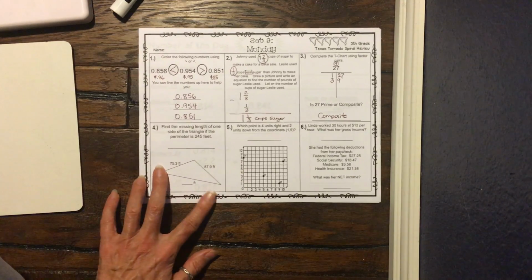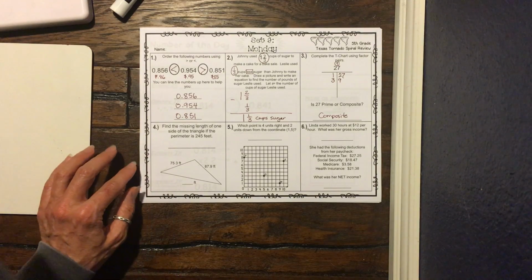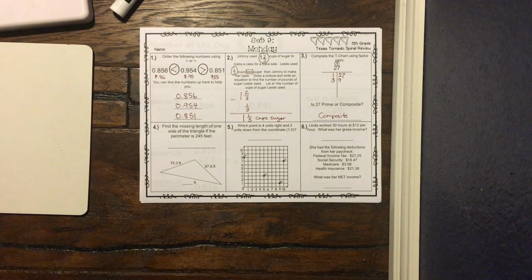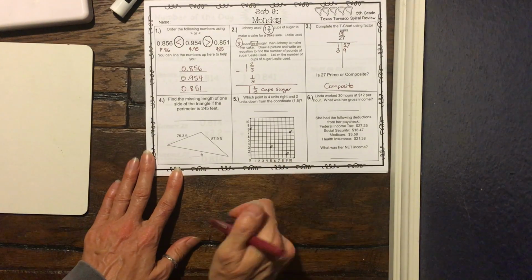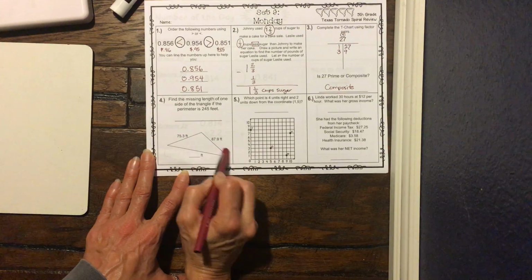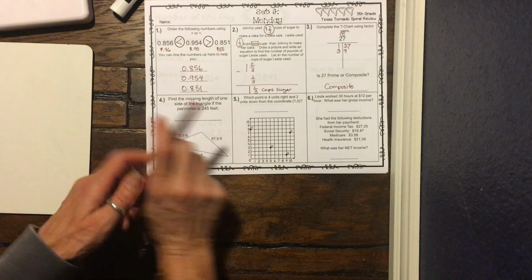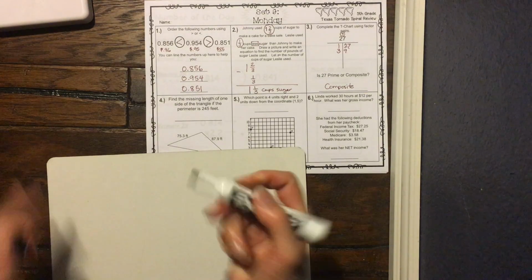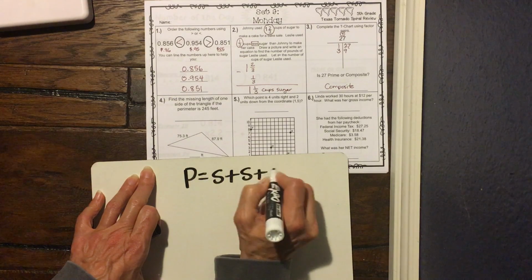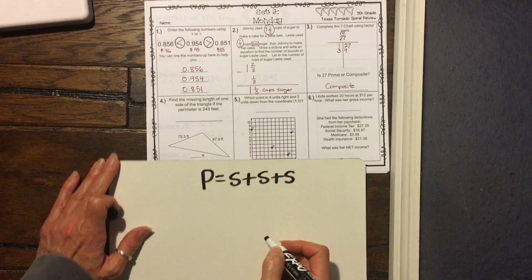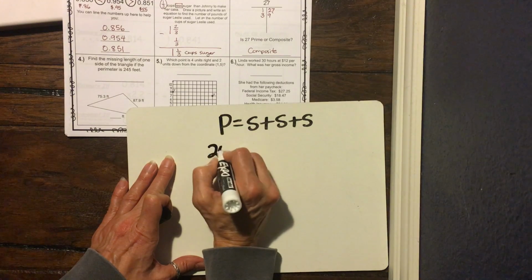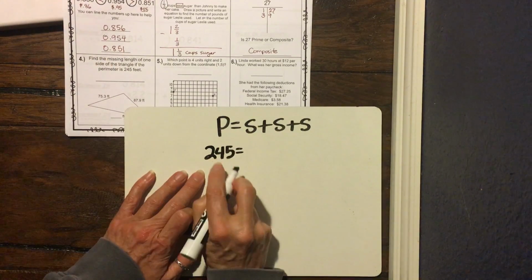All right, number 4. Says find the missing length of one side of the triangle if the perimeter is 245 feet. Okay, well, we know when we're finding perimeter, we're adding up all the sides. So we would add this plus this plus this. Well, they already gave us our total. So we know that perimeter equals side plus side plus side because we're talking about a triangle. Okay, well, they already gave us the perimeter. The perimeter's in the problem, so we can write 245 right underneath the P.